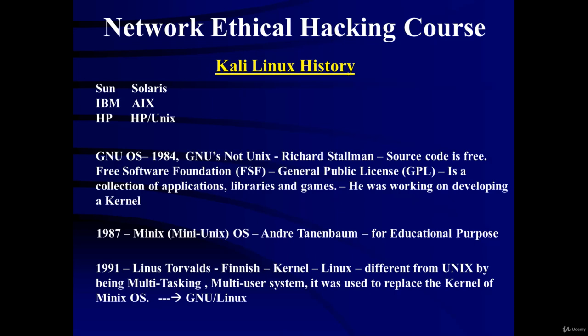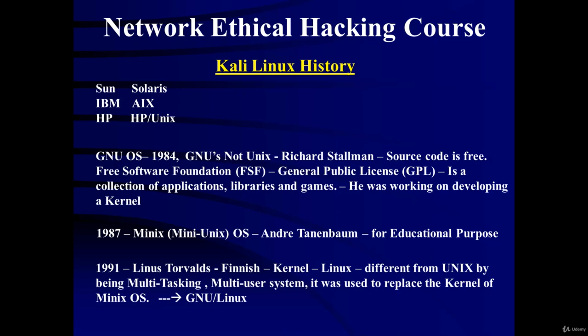In 1984, the GNU operating system was developed. GNU was the abbreviation for GNU's Not Unix. This was developed by Richard Stallman. The main idea for this was to make the source code free. So Richard Stallman founded the Free Software Foundation, FSF, and he wrote the General Public License just to protect his source code. So the GNU operating system was a collection of applications, libraries, and even games.